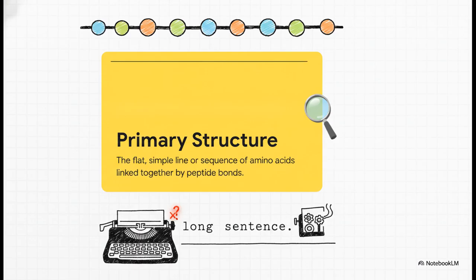At this foundational level, the primary structure is really nothing more than a specific sequence of amino acids. Think of it kind of like beads being threaded onto a string, or letters being typed out in a long sentence. It is just a flat, simple line. But don't let that simplicity fool you, because the precise order of these amino acid beads actually contains the complete architectural blueprint for what this protein is eventually going to become. It's so precise that if you change even one letter in this sequence, the entire machine could fail. Like, just one wrong amino acid is literally all it takes to cause something as severe as sickle cell anemia.